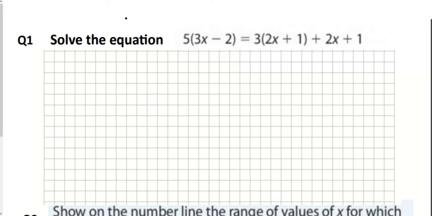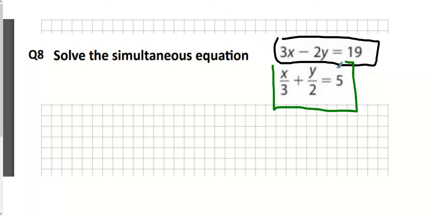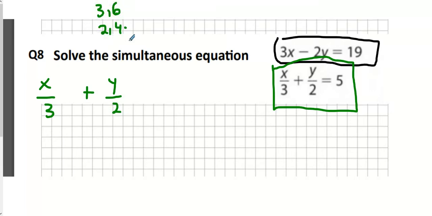Guys, I'm just finishing off the simultaneous equation from the last exam. So you can see that this is a simultaneous equation, where you have two separate equations, and generally it's x and y and another number. Now we see here that this one has fractions, and the trick is just to get rid of the fractions. So the lowest common denominator between 3 and 2 is 6.